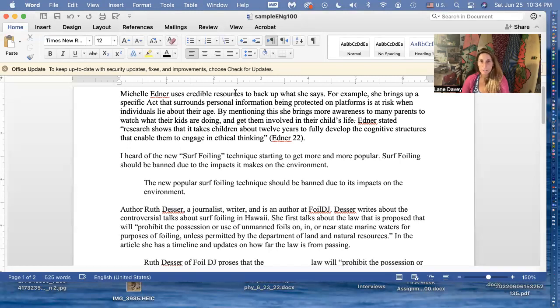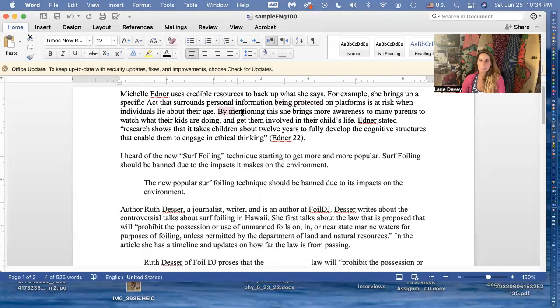Now let's look after this vague sentence, we get more vague. For example, she brings up a specific act. What act? You have to state the blank blank act that surrounds personal information being protected. This is not active tense. It should be stated directly. Acts that surround personal information that is protected on platforms. There's no flow in this.